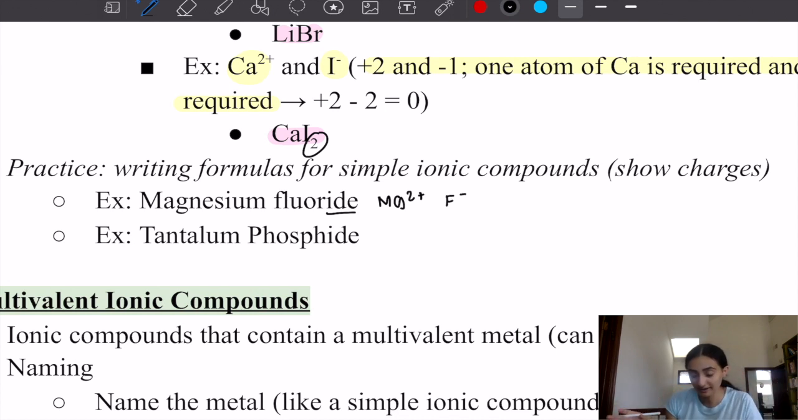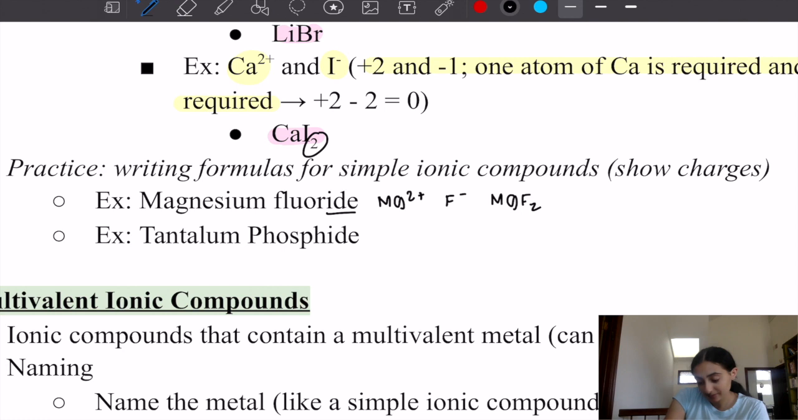And now we think, how many fluorines do we need to balance out the 2+ charge on a magnesium? We know that we would need 2 fluorines, so we would write our compound as MgF2. That's magnesium fluoride. So our next example, we have tantalum phosphide.